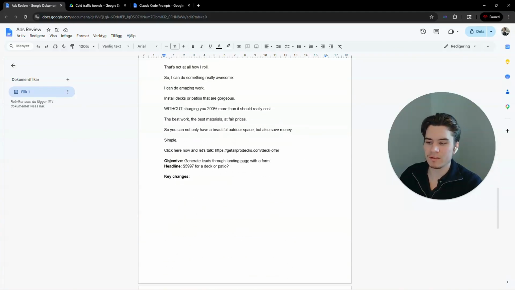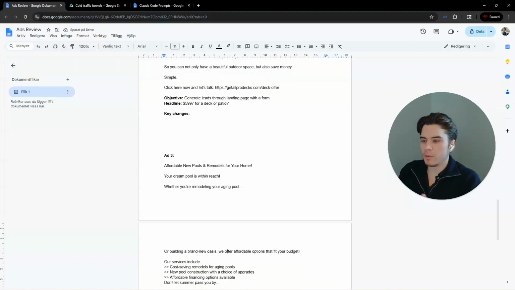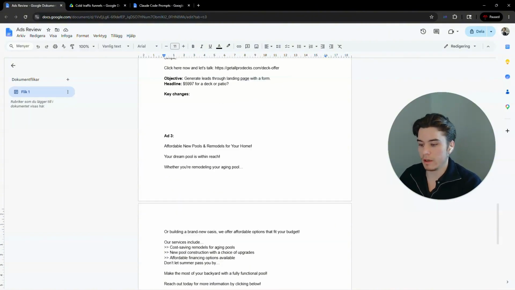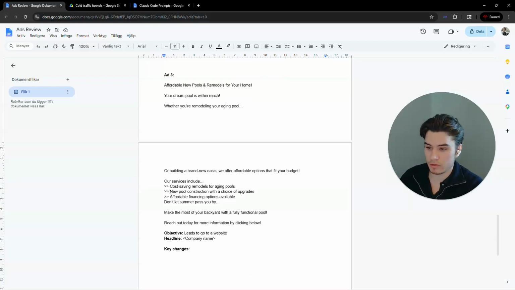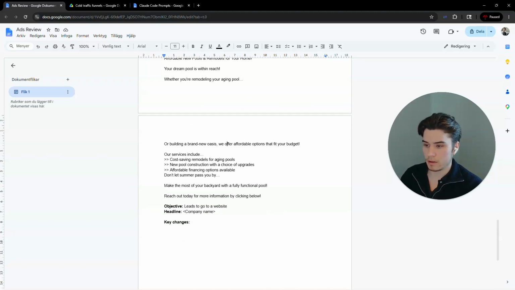Okay, so moving into the third ad. So, affordable new pools and remodels for your home. Your dream pool is within reach. Whether you're remodeling your aging pool or building a brand new oasis, we offer affordable options that fit your budget. Our services include cost-saving remodels for aging pools, new pool construction with a choice of upgrades, affordable financing options available. Don't let summer pass you by. Make the most of your backyard with a fully functional pool. Reach out today for more information by clicking below.